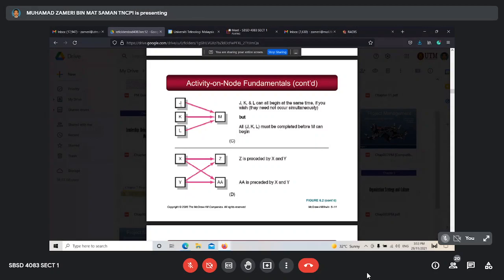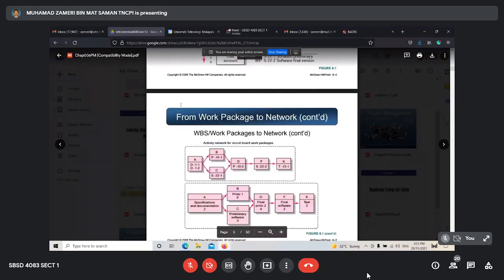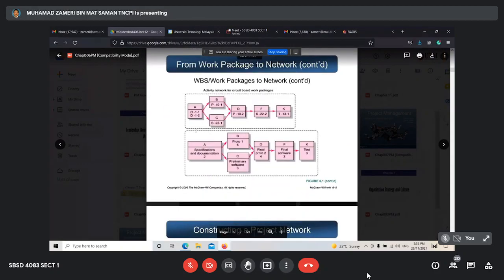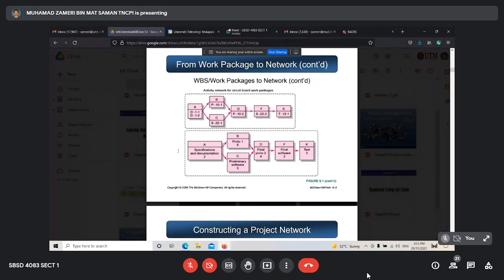J, K, L represent activities. We label them as J, like this, because we cannot write the full names in the box. If you write them, it's too long, so we just label A, B, C. Actually, A is specification and documentation, B is a prototype, C is primary software. But if we want to write that, we need a very big box. So we just put a symbol A, B, C, D, E, which represent activities.